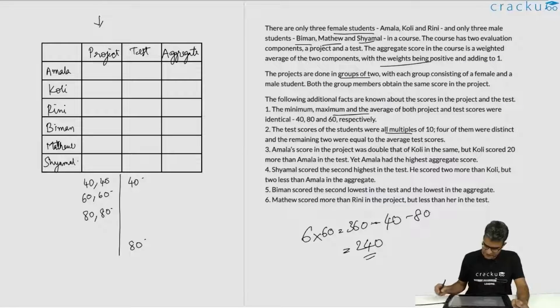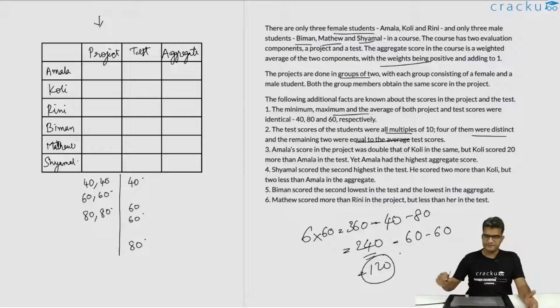The test scores of all the students were multiples of 10. 4 of them were distinct and the remaining 2 were equal to the average test scores. The average test score is 60. This would imply that 2 people scored 60. So we have 140, 2 60s and 180. So if you subtract 2 60s, the sum of the remaining 2 will be equal to 120. And both of them are multiples of 10 and both of them have to be distinct from 40, 60, 80. The only possibility is that one of them scored 50 and the other one scored 70. These are the test scores.